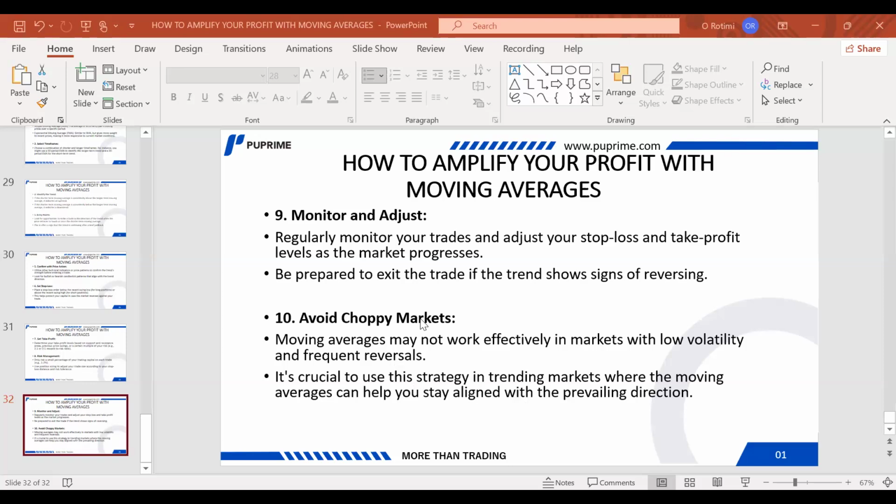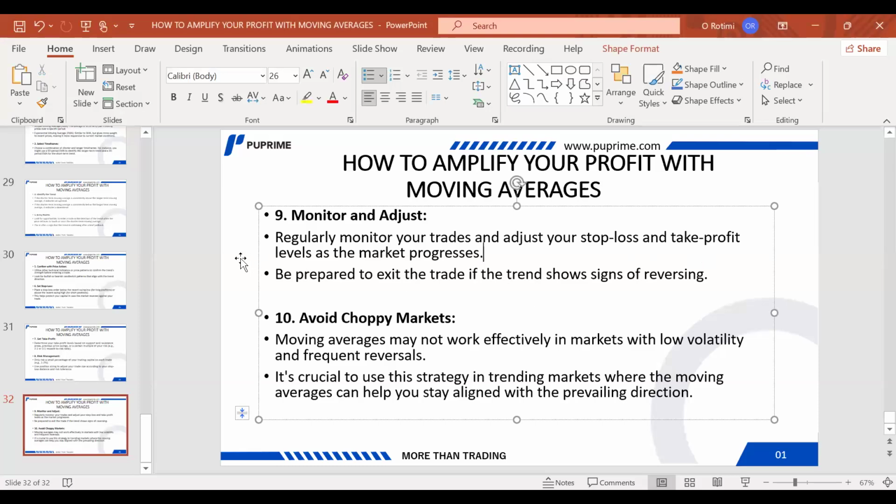All right, that'll be all for tonight from the bootcamp. Tonight, we've looked at advanced moving average strategies, how to amplify your profits with moving averages.